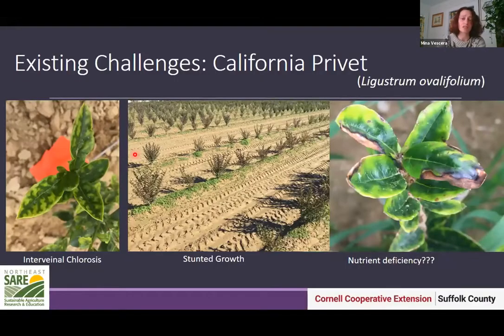Some of the existing challenges with California privet that the growers are experiencing are really frustrating. So for a plant that's considered weedy and fast growing, it's very unnerving when you have some of these symptoms that you see on the screen here. So interveinal chlorosis, stunted growth. I know it can be kind of difficult to see where that stunted growth is, but these plants should not be this size.